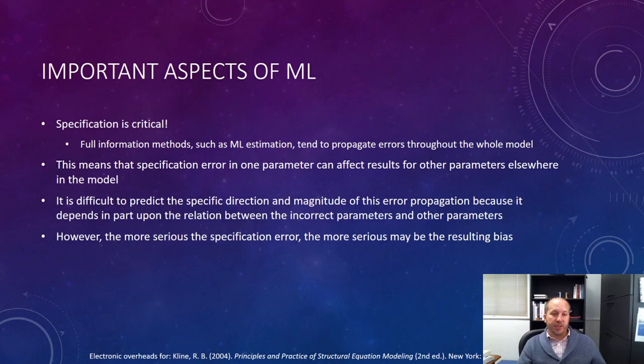So in summary, the more problems that we have with specification error, the more error we're going to have in our model, and this can really result in a really biased model that is inaccurate. So really important to make sure that you're specifying your model correctly, and also that you're doing your preliminary analyses to make sure that you meet the assumptions of normality.